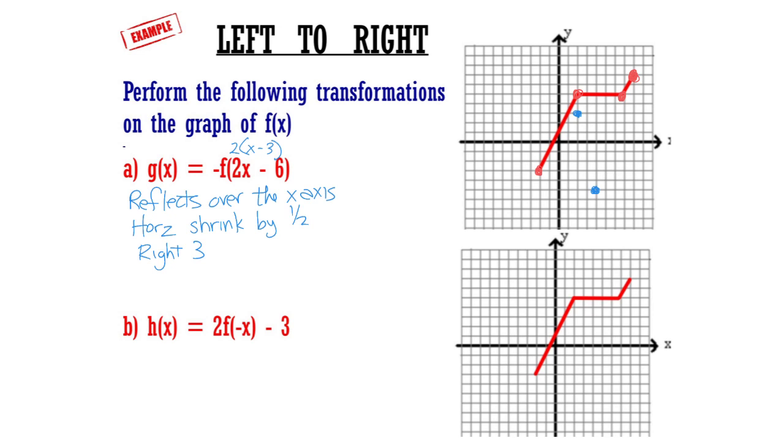All right, let's try again. This one. Okay, first thing I do, reflect over the x-axis. So that was up 5, so I'm going to be down 5.